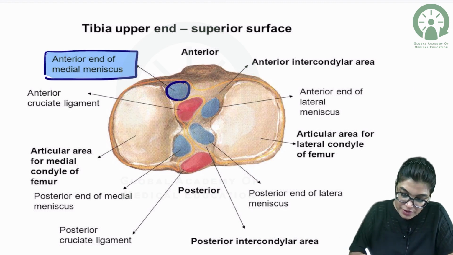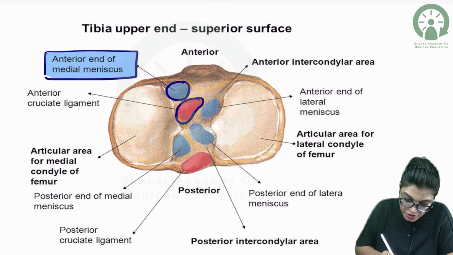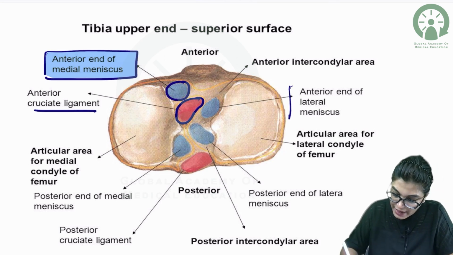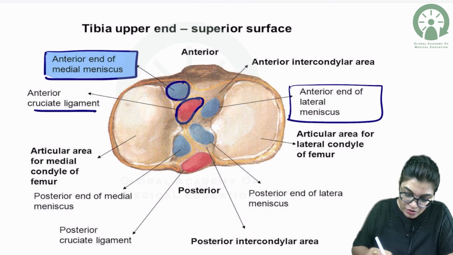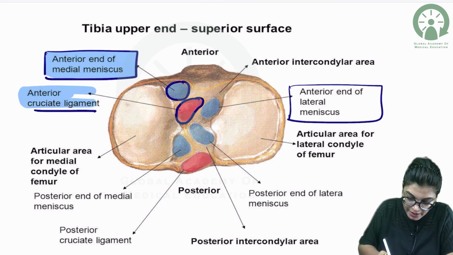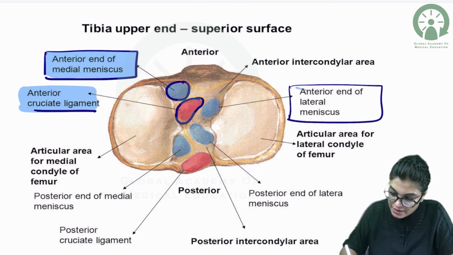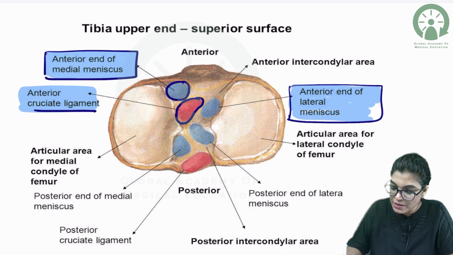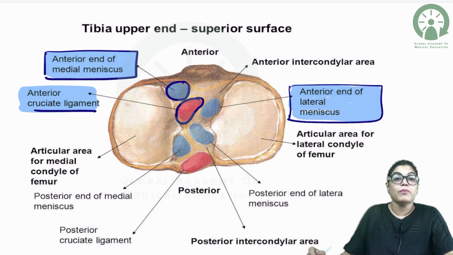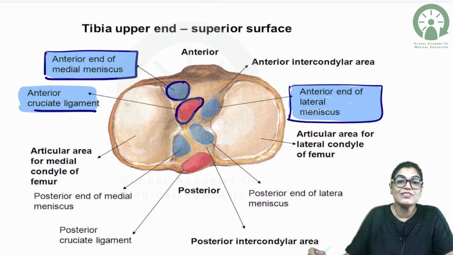The second structure which you are seeing here is the anterior cruciate ligament. Then we have the anterior end of the lateral meniscus. So, this is the anterior cruciate ligament and this is the anterior end of the lateral meniscus. You can remember these three structures anteriorly by the mnemonic Medical College, Lucknow.